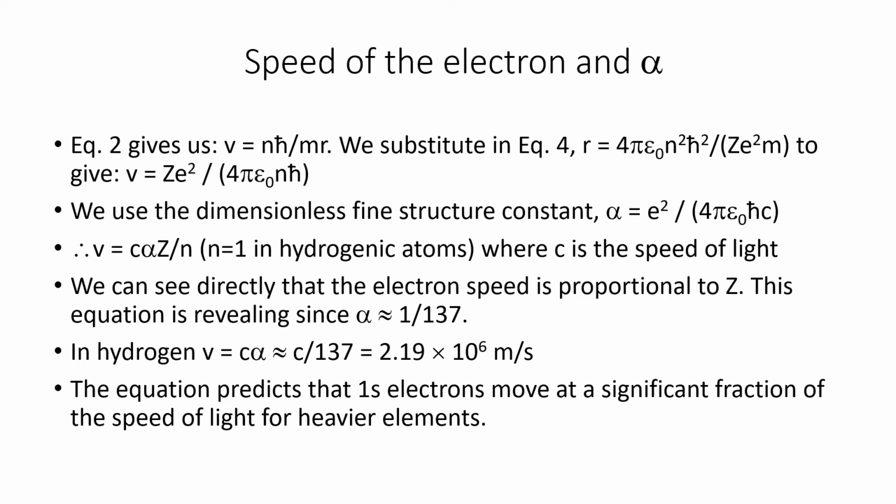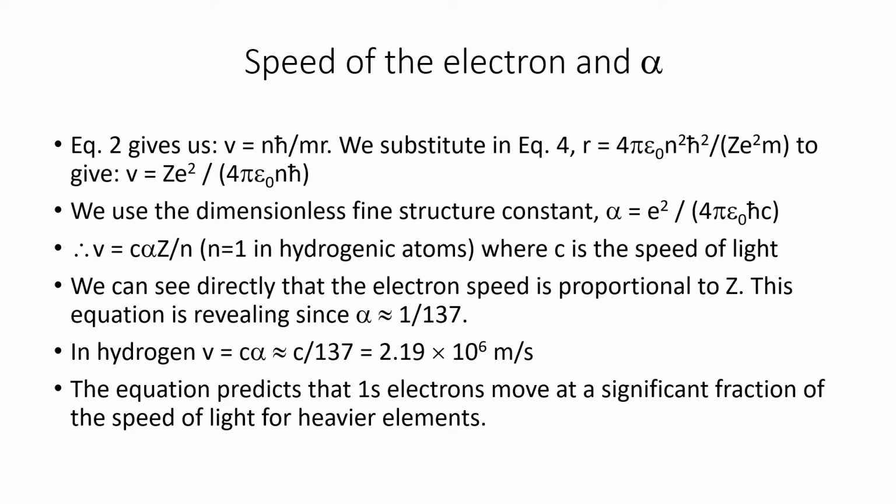And if we substitute this in to our velocity expression, we get a very simple expression here where the velocity of the electron equals c, that's the speed of light, times alpha, this is the fine structure constant, multiplied by the proton number z divided by n. So again, n equals 1, so you can sort of forget about that. And interestingly, the fine structure constant takes this value 1 over 137. It's just a dimensionless number there. And so when we look at the equation for the speed, we see then that the speed of the electron is just directly proportional to z, the atomic number, because c and alpha are constants.